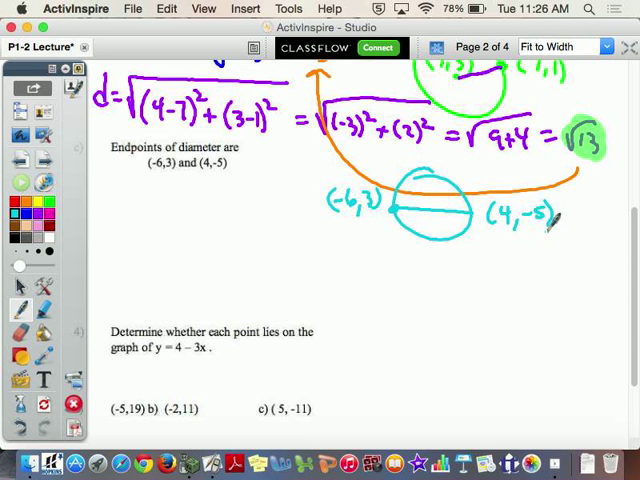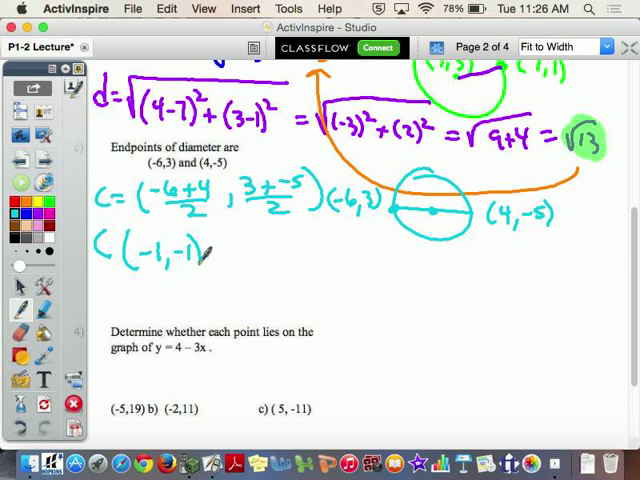The center of the circle is in the middle of the circle. So here's my center. How do I find that? Since it's in the middle, I use the midpoint. So my center is going to be equal to -6 plus 4, chop it in half, 3 plus -5, chop it in half. So I know that my center is going to be -2 over 2, which is -1, -2 over 2, which is -1. Weird.